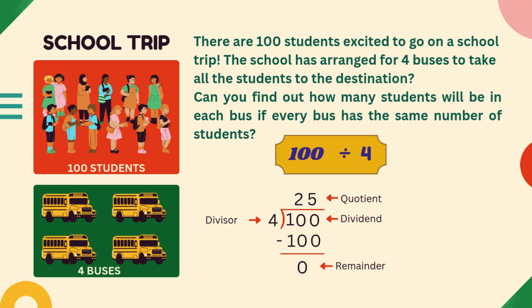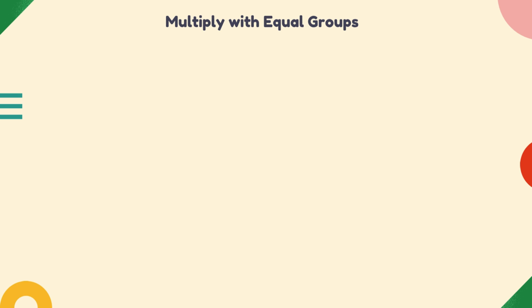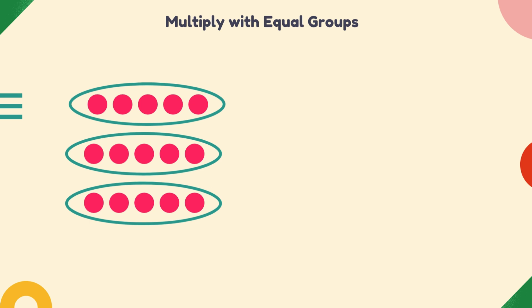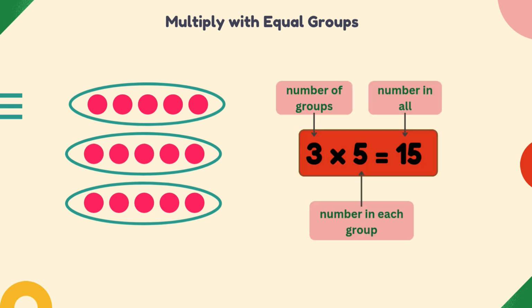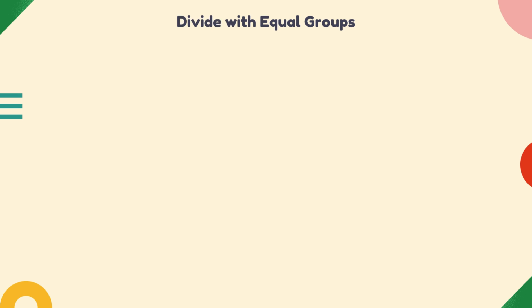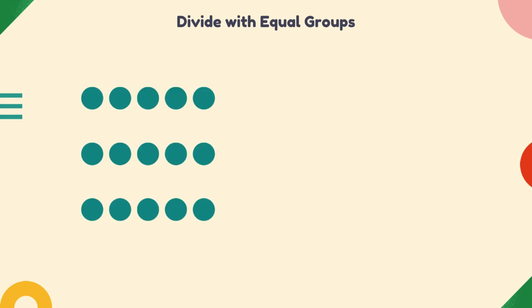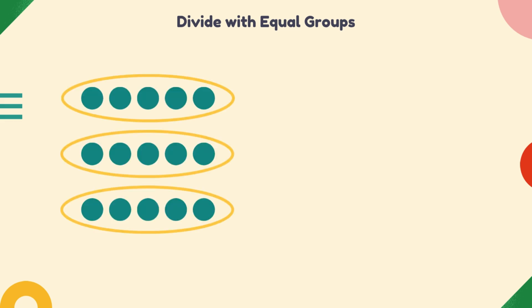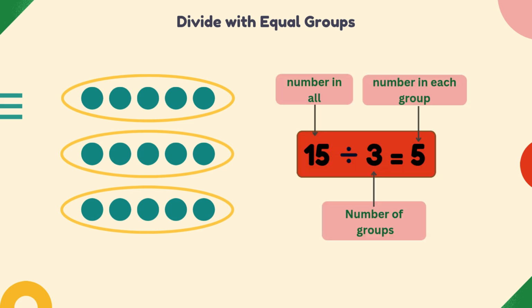We will use multiplication to help us understand division better. You know multiplication with equal groups, right? 3 groups with 5 in each group make 15 in all. This is shown as 3 times 5 equals 15. Now let's use this idea to understand division. If we have 15 things and want to divide them into 3 equal groups, how many will be in each group? Division helps us to find out what will be 15 divided by 3.